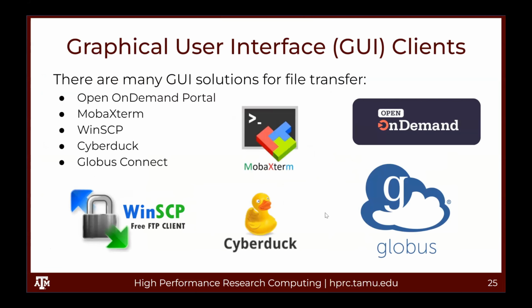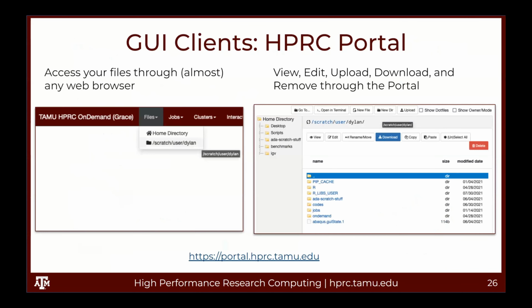Okay, so now we'll talk about some of the GUI clients that you can use for your file transfer. We have HPRC portal, or it's called Open On Demand portal. You can use MobaXterm, WinSCP, Cyberduck, and also Globus Connect. So these are the options that are available to us. So the first one is HPRC portal, and it is highly encouraged. We highly encourage everyone to use this because it's our in-house portal and we've designed it. So it's most likely the best option to use it.